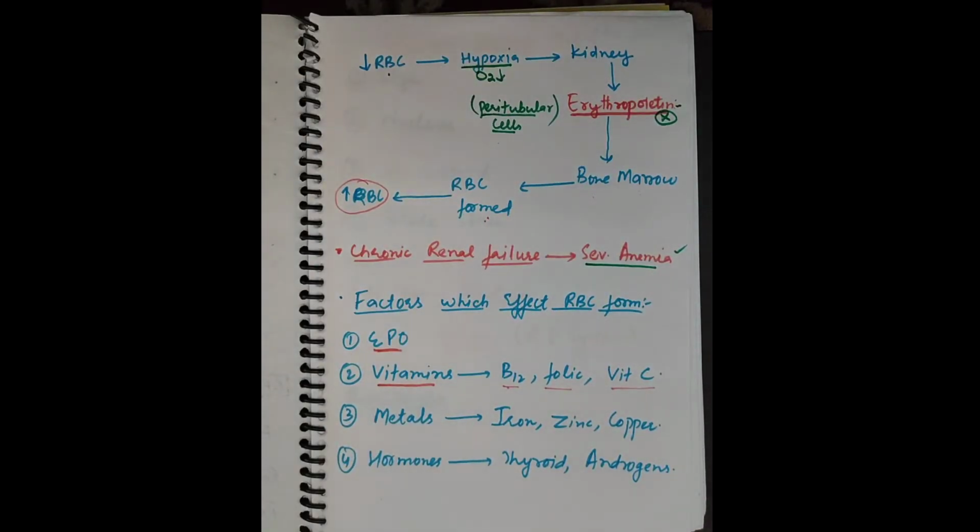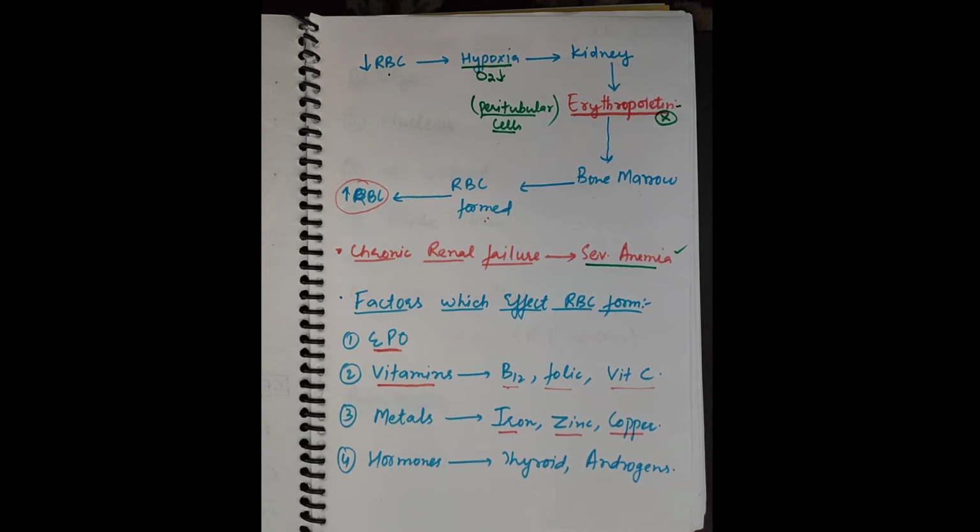We will discuss these things in detail subsequently. Some of the metals like iron, zinc, copper are very important in the process of erythropoiesis, because if you don't have iron, hemoglobin cannot be formed. When hemoglobin cannot be formed, erythropoiesis is incomplete. Similarly, zinc and copper are very important cofactors for different enzymes. That's why their deficiency leads to anemia.